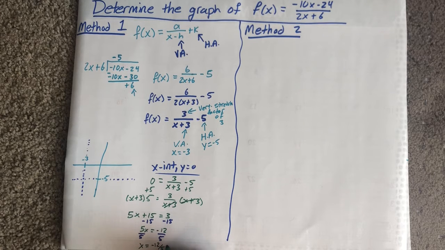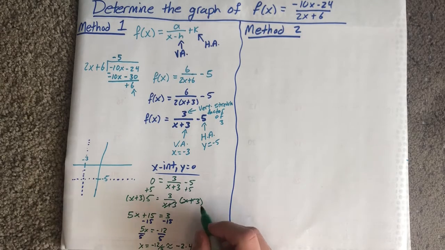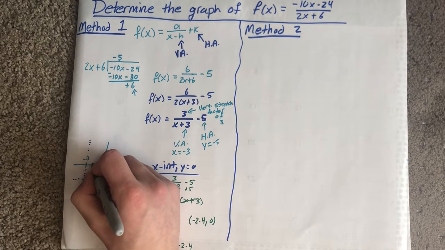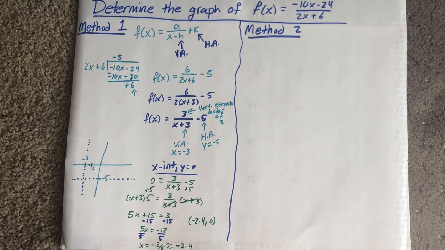And that roughly equals negative 2.4. Okay? So our x-intercept is negative 2.4 and 0. So we can roughly plot that. If we put 2 or negative 2 around here, negative 2.4 will be around here.